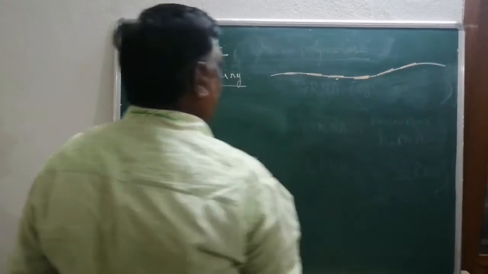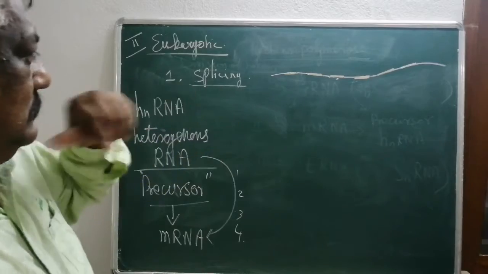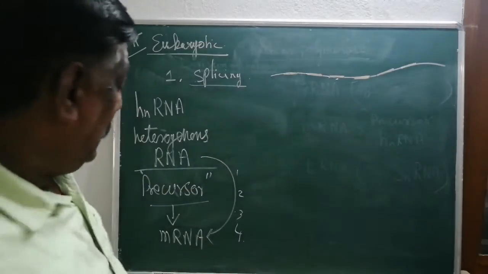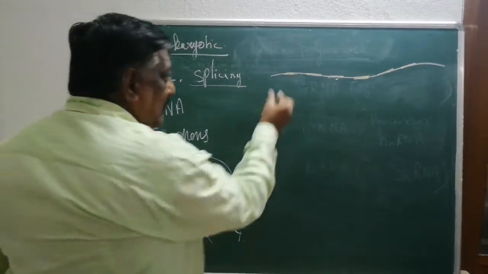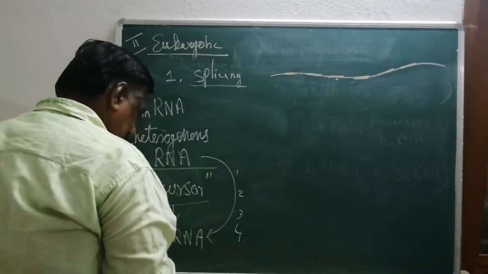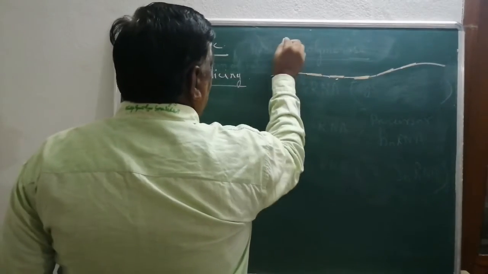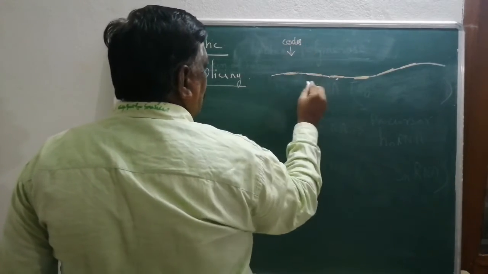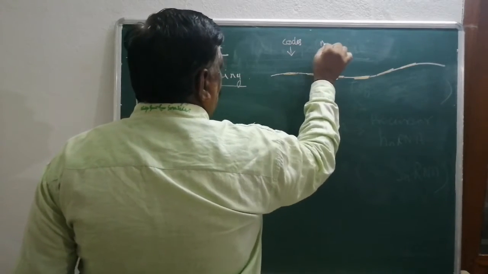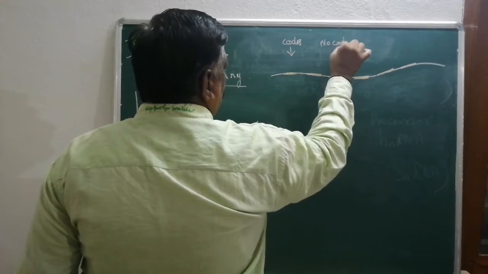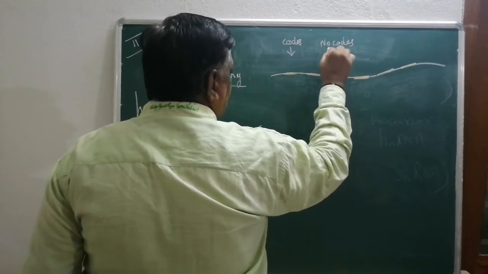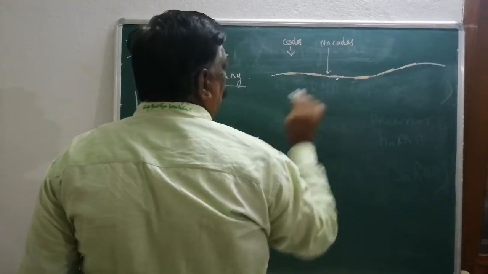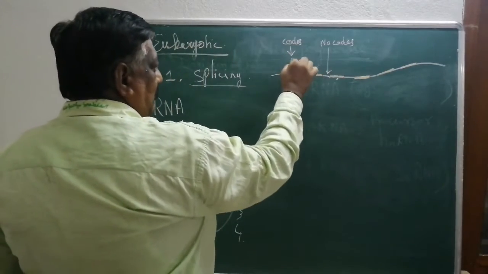This is HnRNA. And what are these two different regions? The thick one and the thin one. The thick one is with codes. Some codes are there, and in these regions there are no codes. These regions are with no codes and these regions are with codes.